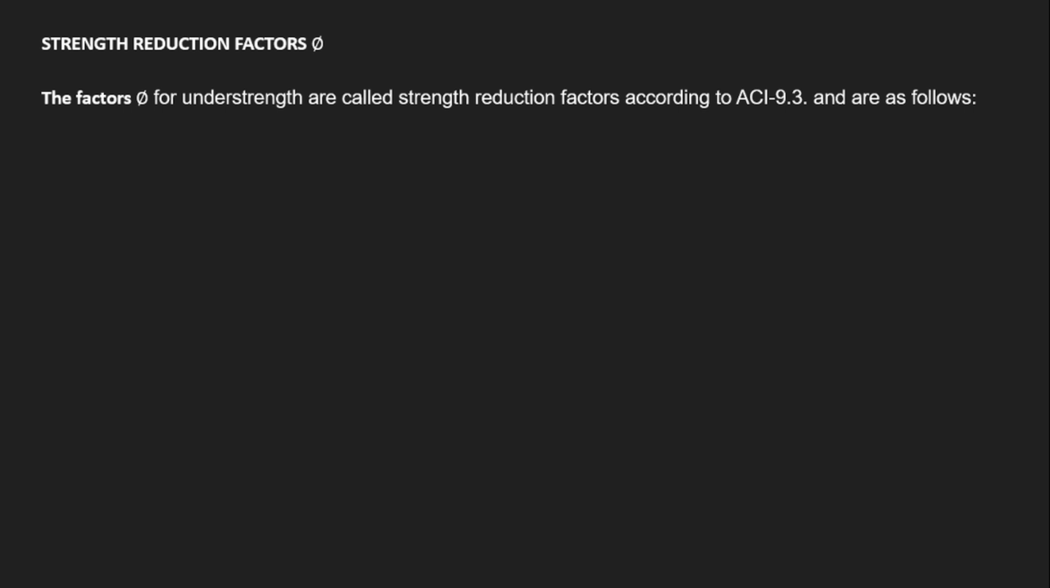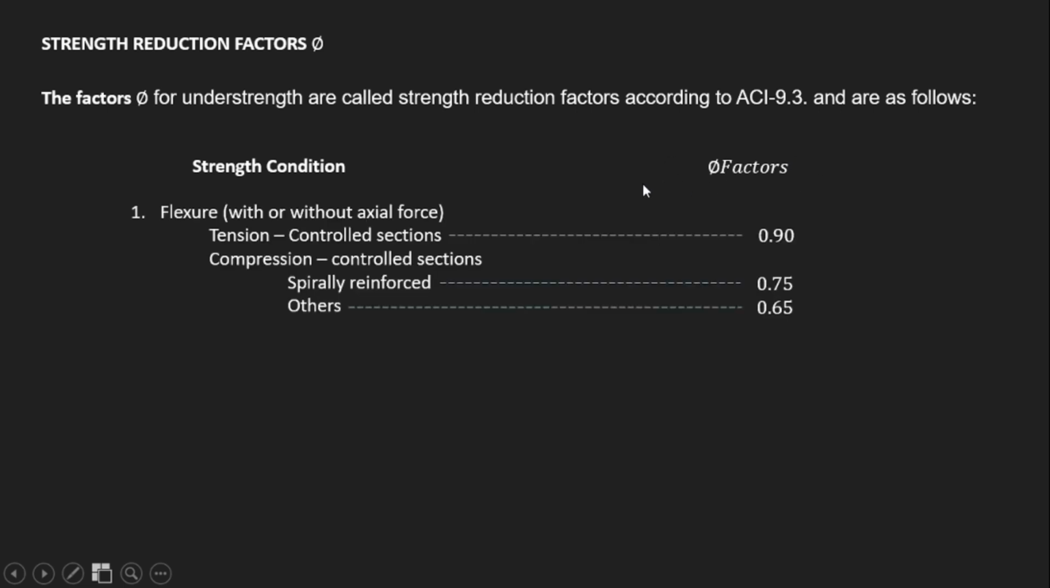So next, pag-usapan naman natin yung strength reduction factors or yung symbol natin is phi. So these factors or phi for under strength are called strength reduction factors according to ACI 9.3 and are as follows. So we have strength condition and we have the factors. So for flexure, in designing for our beams, meron lang tayong tension controlled sections. Yung value of our phi, that is 0.9.